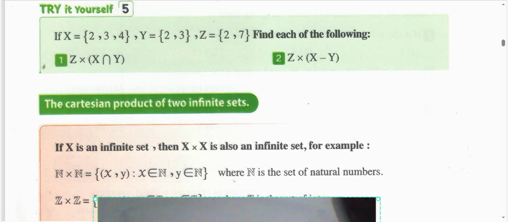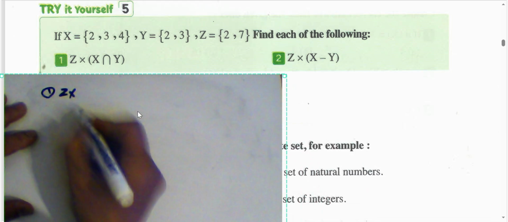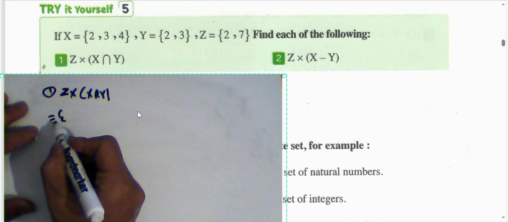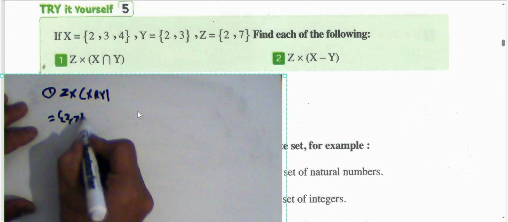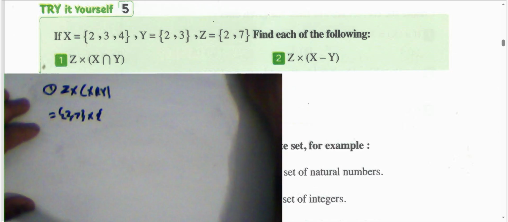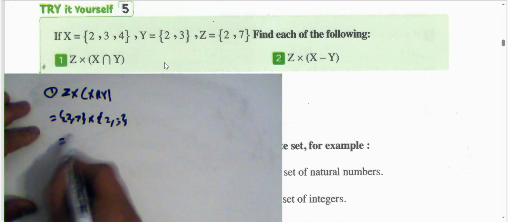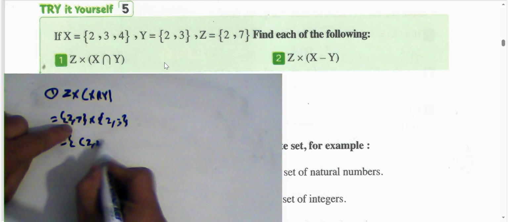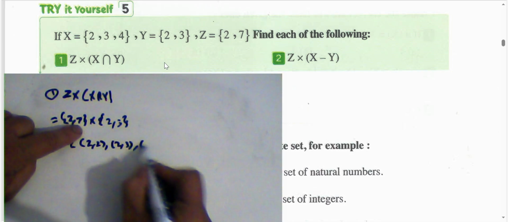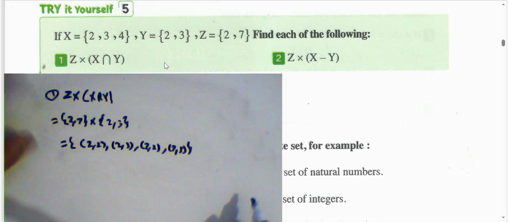We have x and y and z. You want to find number 1. Z Cartesian product with x intersection y. Look here. Z has how many elements? 2 and 7 only. Cartesian product with the intersection between x and y. The intersection of x and y is 2 and 3. Right, 2 and 3. Then the Cartesian product, we can write 2 with 2 and 2 with 3, and 7 with 2 and 7 with 3.